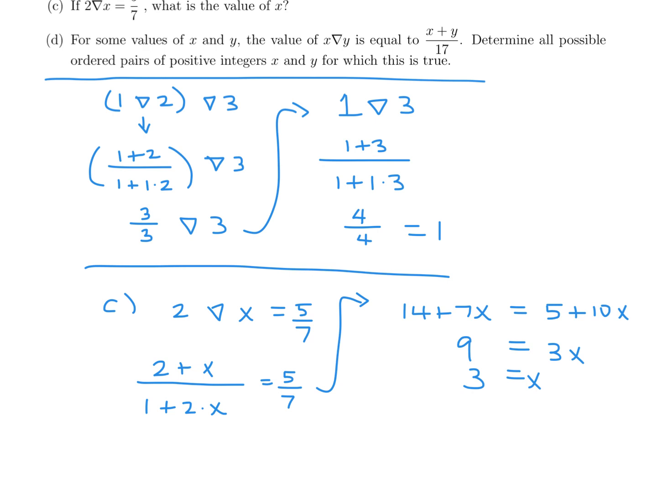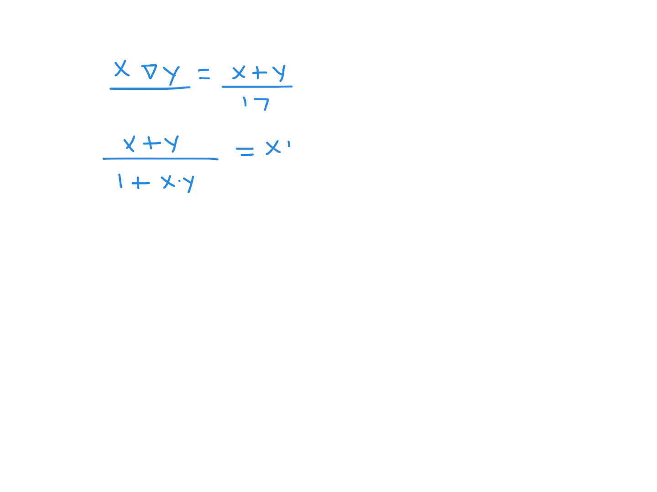Now finally we get to D. For some values of x and y, the value of x symbol y is equal to x plus y over 17. Determine all possible ordered pairs. Okay, so ordered pairs. All right. So we're going to need some space here. So they're saying that x symbol y is equal to x plus y over 17. All right. So this, according to our original definition, is x plus y over 1 plus x times y. And then this is x plus y over 17.